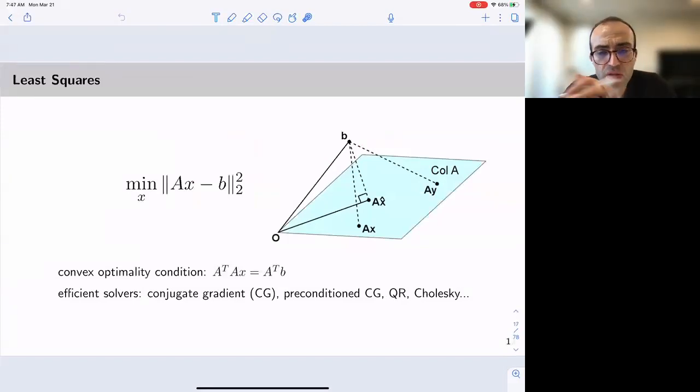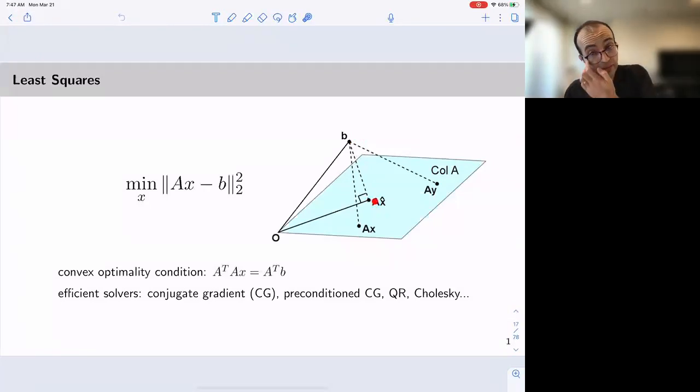Let's say you have a least squares optimization problem: minimize the norm of Ax minus b with respect to x, right? Very classical problem, quite important in many disciplines: statistics, control theory, machine learning, signal processing. The interpretation is that you're trying to find the closest vector in the range of A to b, and it is a projection onto the range of A.